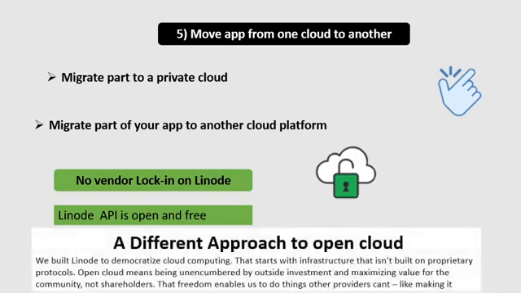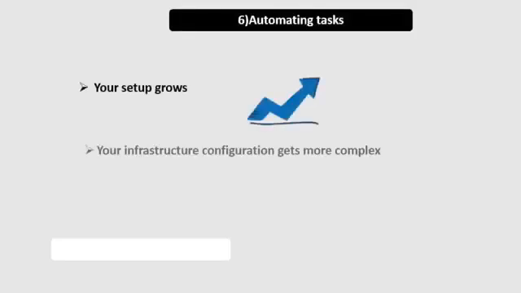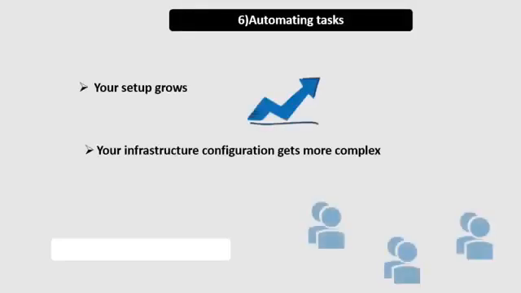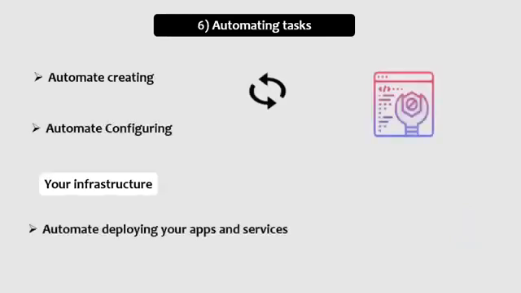Another point is, let's say your setup grows in size, you deploy more and more services, your infrastructure configuration gets more complex and your DevOps team grows as well. In this case, you would want to automate as much as possible. So you may automate creating, configuring, tearing down, doing all sorts of things with your infrastructure where your cluster is running, and also automate deploying your application and services. And you can do that using automation tools.